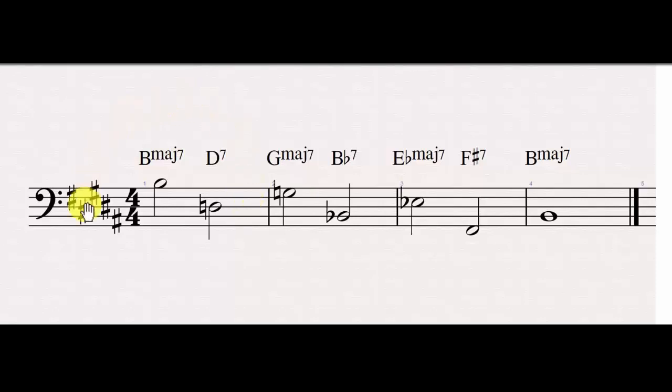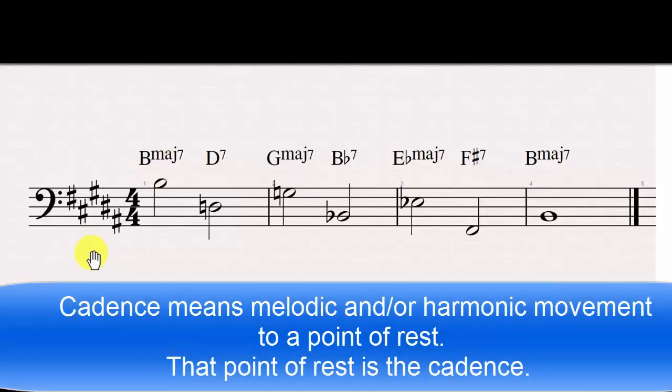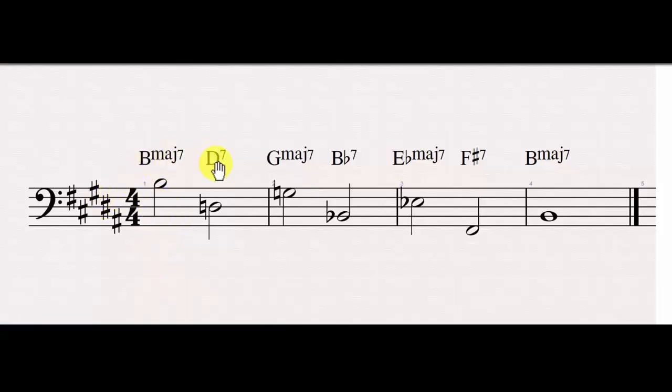So looking at this, we're talking about cadences. Let's try and define what a cadence is. A cadence means a melodic or harmonic movement to a point of rest. The point of rest is the cadence. So here we've got some cadences. We're in the key of B major, in bass clef. This is just a bass line I've written out, and these are the chords.